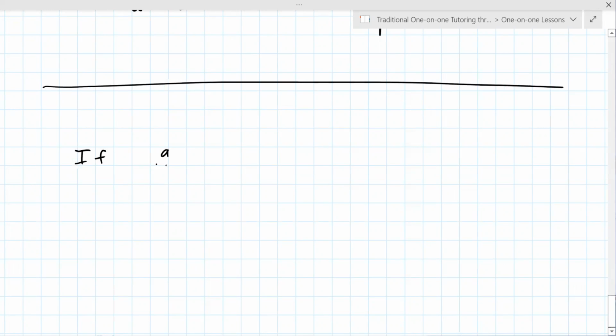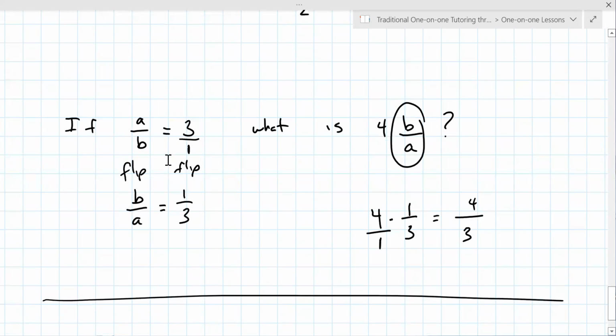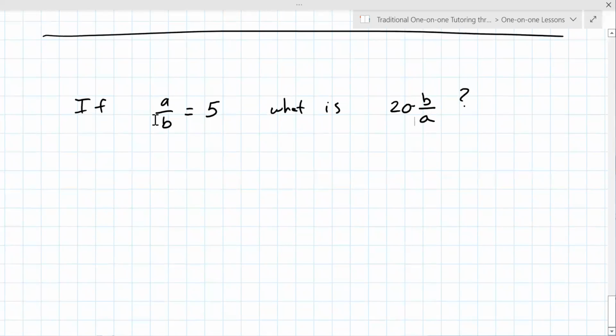If a over b equals 5, what is 20 times b over a? Could I have some time to do the problem? Of course, I want you to work it out just like we did in the last one. What did we do on the last one? Last one we flipped and then we substituted in. So that's what I'm asking you to do here. I'm asking you to flip this and then substitute it in.